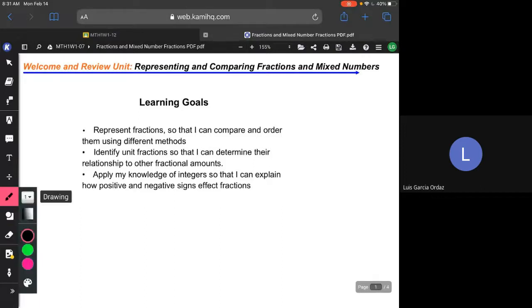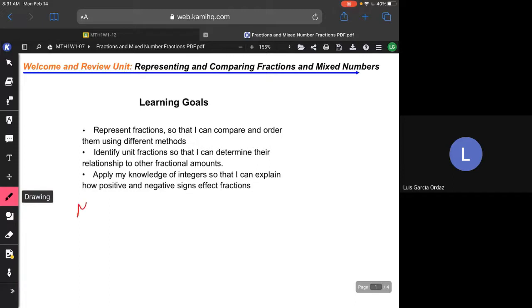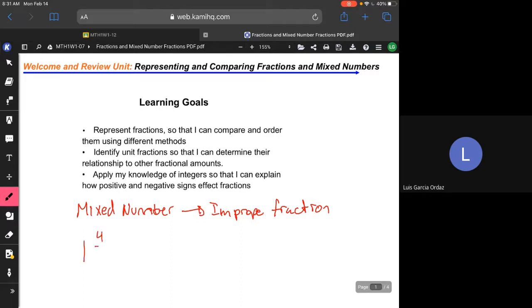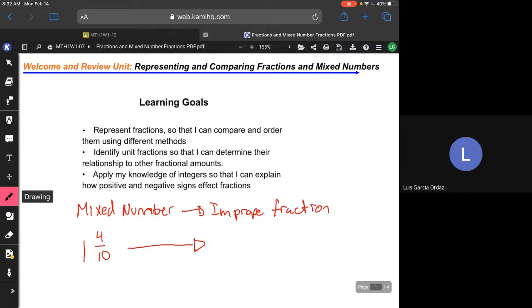The first thing I hope you guys remember from grade 8 is how to turn a mixed number to an improper fraction. Let's see if anyone remembers how to do that. Someone give me an example of a mixed number. Simon? 1 and 4 tenths. Okay, 1 and 4 tenths. I need to convert this into an improper fraction. Does anyone want to take a guess as to how to do this? Gabe?